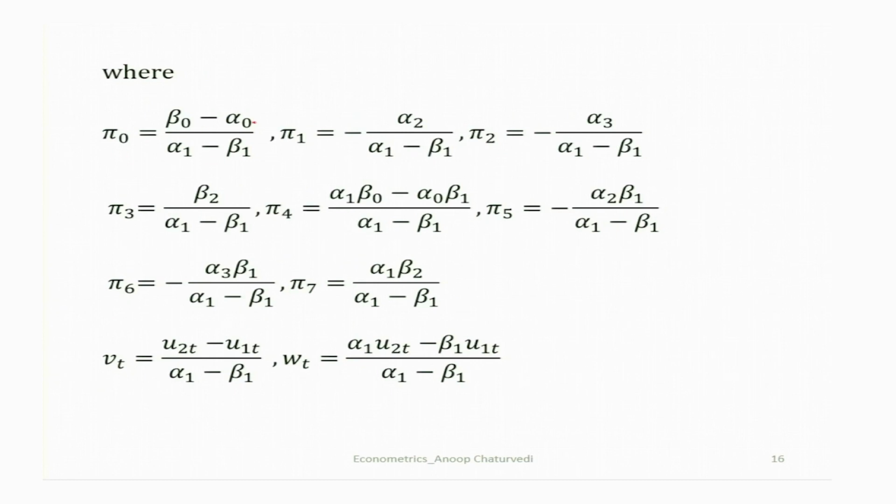Pi naught is equal to beta naught minus alpha naught upon alpha 1 minus beta 1. Similarly, pi 1 is equal to minus alpha 2 upon alpha 1 minus beta 1, pi 2 is minus alpha 3 upon alpha 1 minus beta 1 and then you have these expressions for pi 3, pi 4, pi 5, pi 6 and pi 7. Then V t is equal to u 2 t minus u 1 t upon alpha 1 minus beta 1 and W t is equal to alpha 1 u 2 t minus beta 1 u 1 t upon alpha 1 minus beta 1.